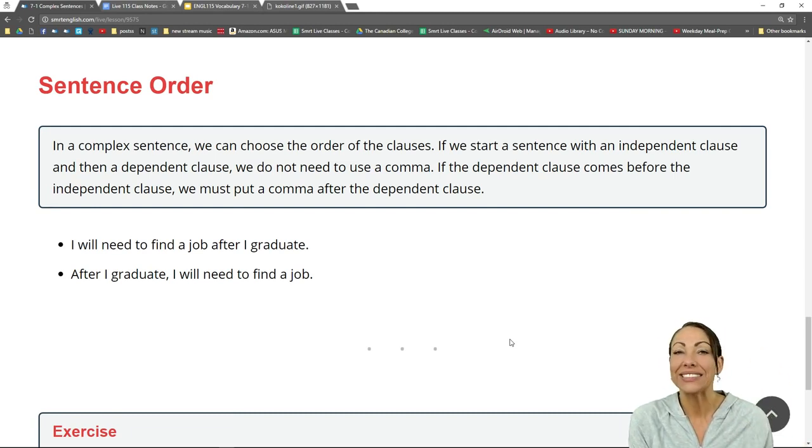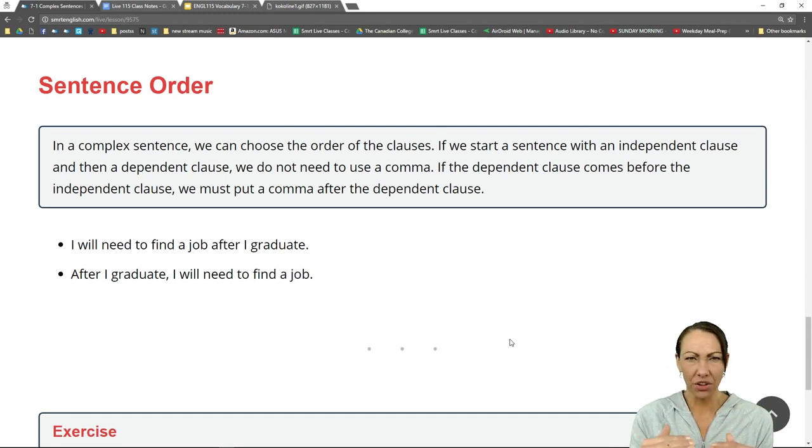In the same way, we're saying the exact same thing, just almost in reverse, or in a different way, the same idea. In the second sentence, we're starting with a dependent clause, and then we have the independent clause, so we do need that comma. After I graduate, I will need to find a job.